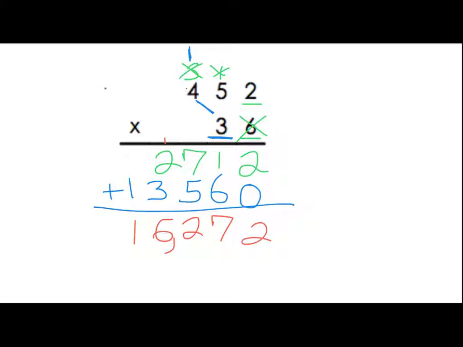16,272. All right, so you're going to try this strategy where you cross out the ones digit and any numbers you carried from the first time so that you don't get them confused when you multiply the next digit, the tens digit.